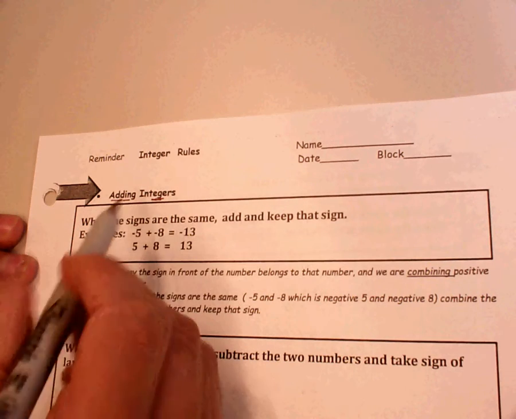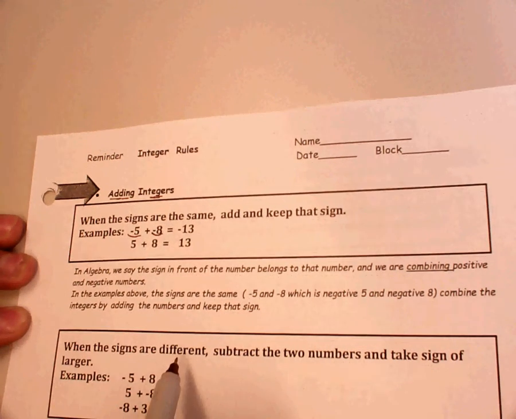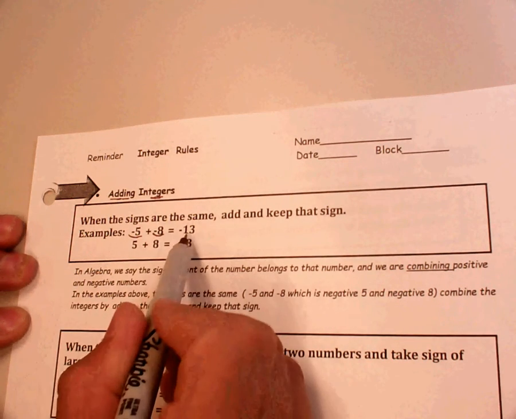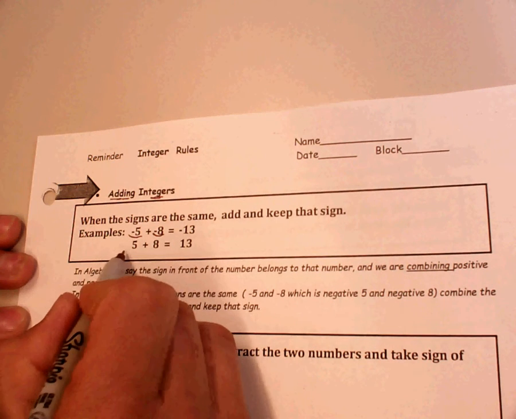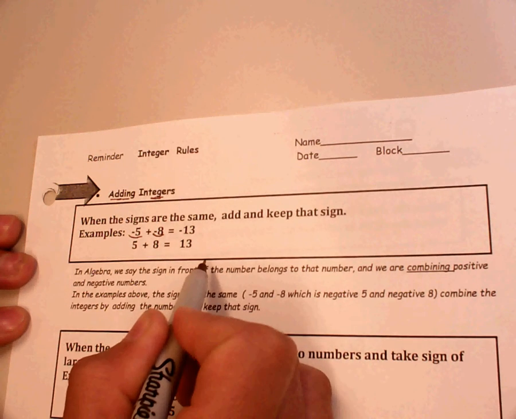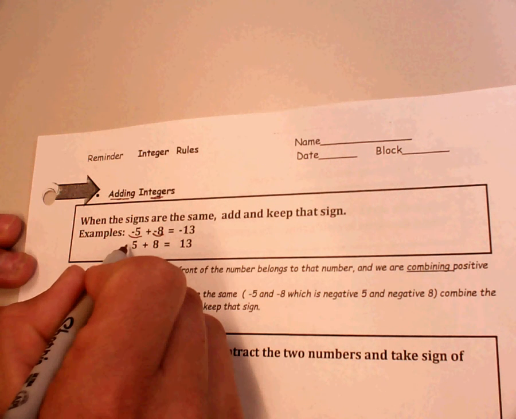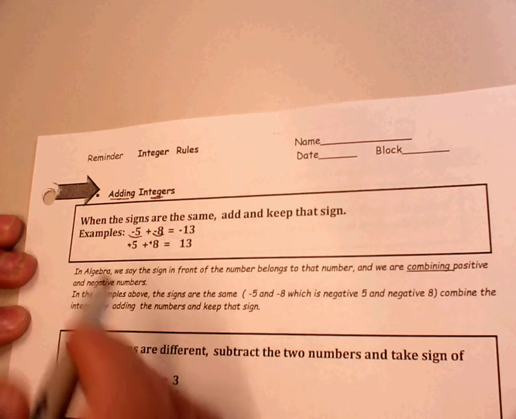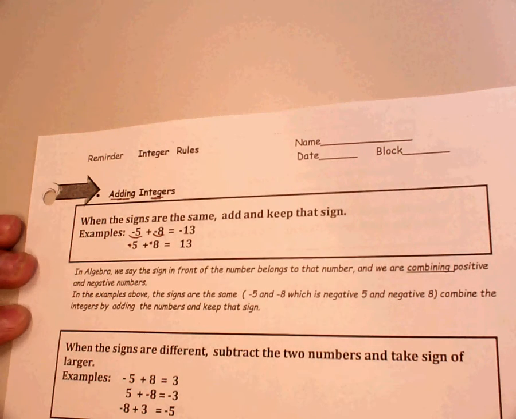So when I look at the example in here, -5 and -8, the signs are exactly the same, and I can add them together. 5 and 8 is 13, and I'll keep the sign as -13. On the positives, I have +5 and a +8 added together is +13. If a sign is not written in front of a number, we will always assume that number is positive. So I have +5 plus +8 equal +13.